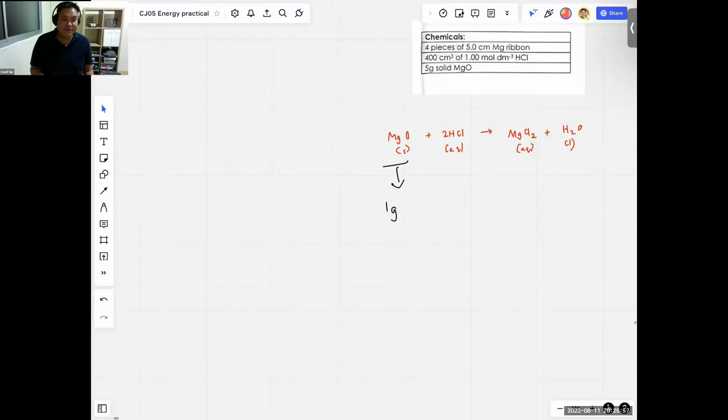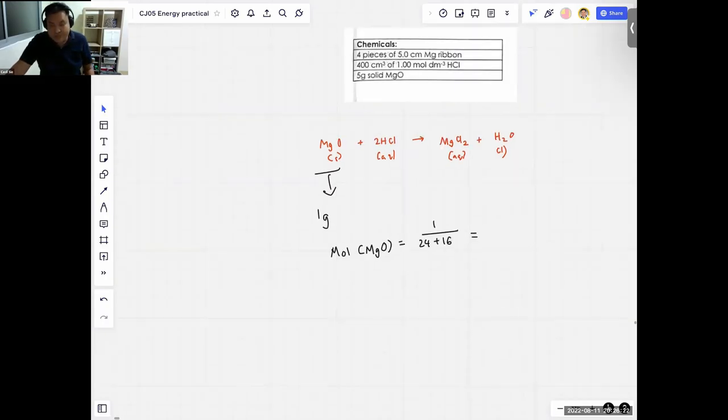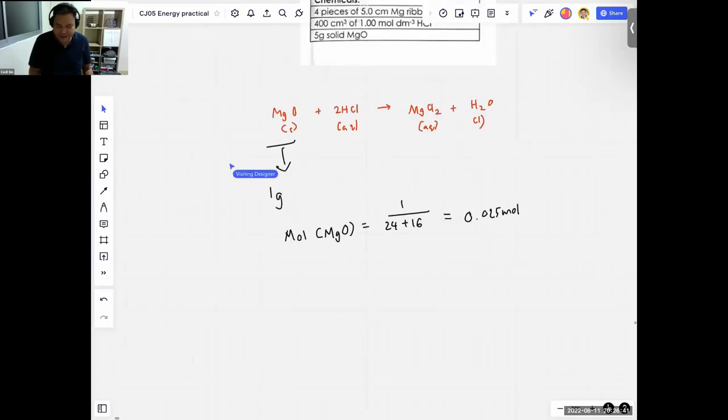1 gram, then calculate the mole. Mole of MgO. Magnesium is Mr 24, O is 16. Then you calculate the mole. Who must be in excess? MgO must be in excess, yeah? Okay. Right, calculate first. 0.025 mole. And this one must be right on here. MgO is in excess.